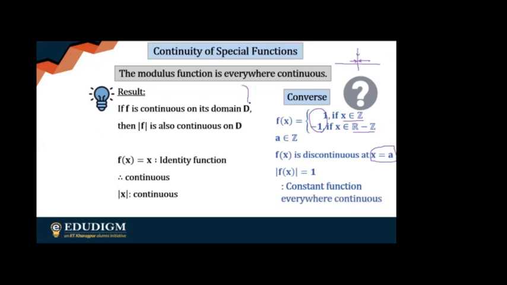So as you see, this result is something that we have used for proving that the modulus function is continuous everywhere, but the converse may not be true. I hope this is okay with all of you. So far we have talked about the constant function, the identity function, polynomial, rational, and modulus. These are all standard functions that you already know about.